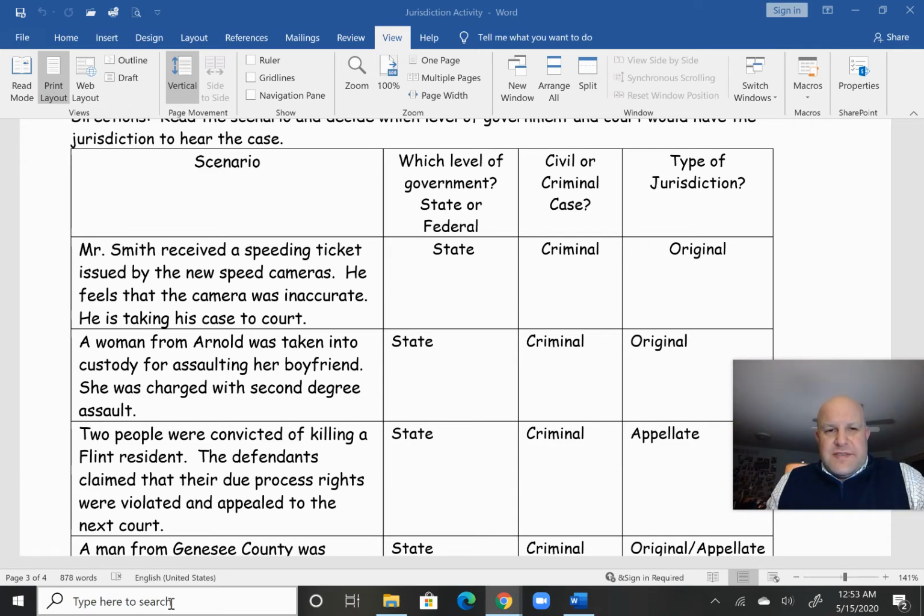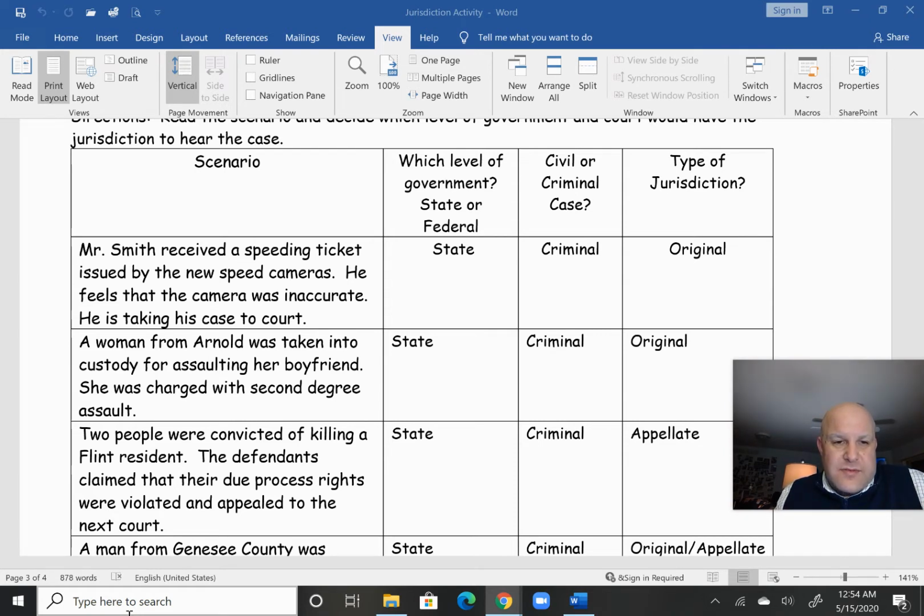Mr. Smith, receiving the speeding ticket issued by new speed cameras, feels the cameras are inaccurate. He's taking his case to court. State case, criminal. It's a civil infraction, but it's a criminal case because it involves the government. Original jurisdiction, right? The District Court of Michigan, an individual municipal district court, would be hearing it.